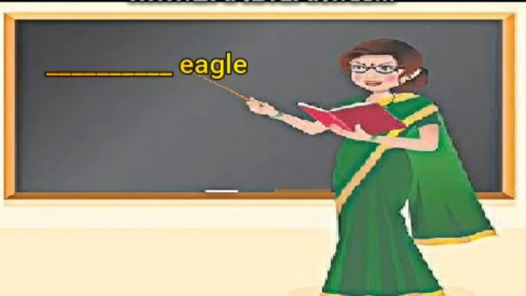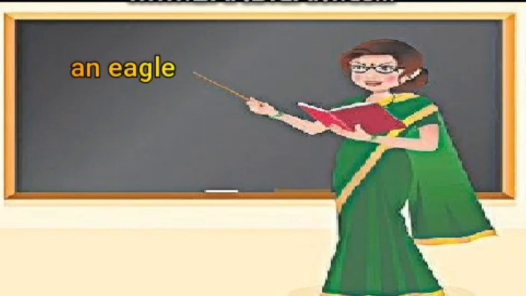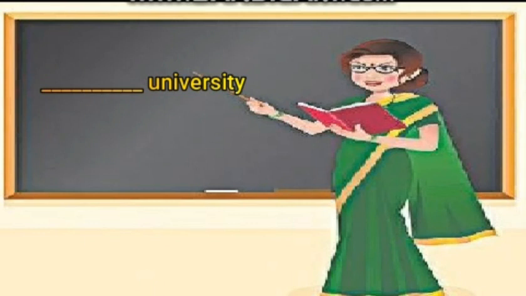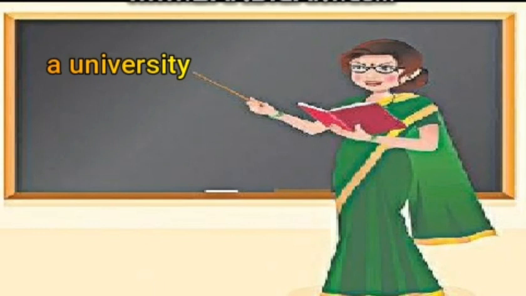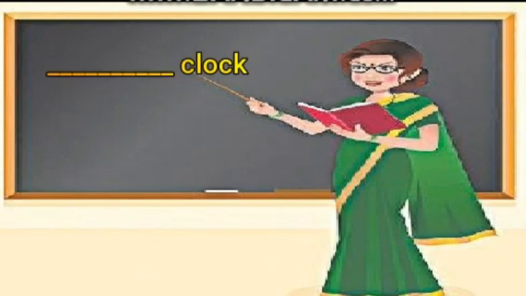Dash eagle, E sound. So definitely it's a vowel sound, so an will come. Dash university, U sound. Whether we have U as our vowel sound? No, don't look at your letter. We are learning about sounds, only sounds. Mind it, my dear children. Vowel sounds. So, U is not a vowel sound. So, here a is to be used. A university. Clock, K sound. So, definitely it is a consonant sound.